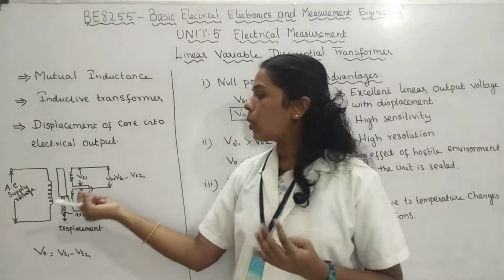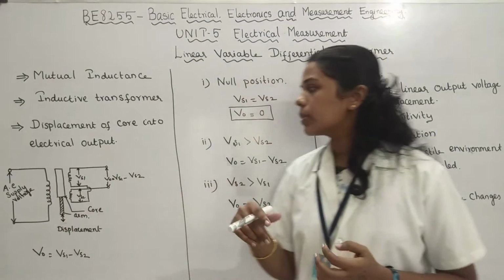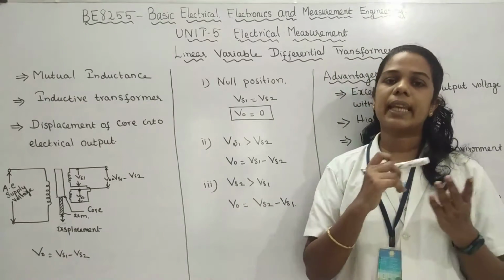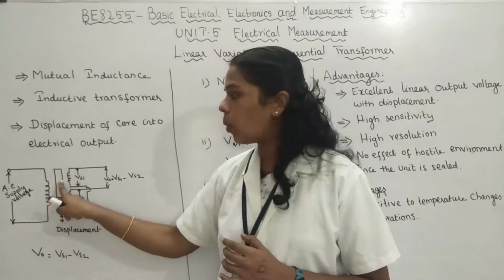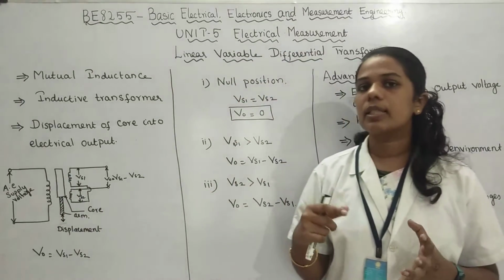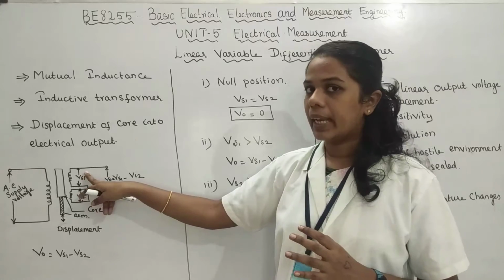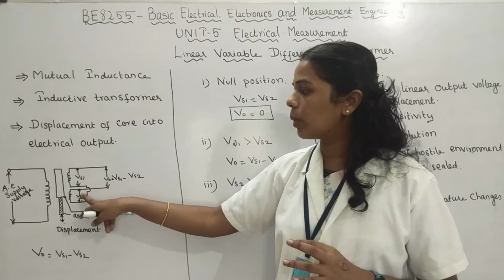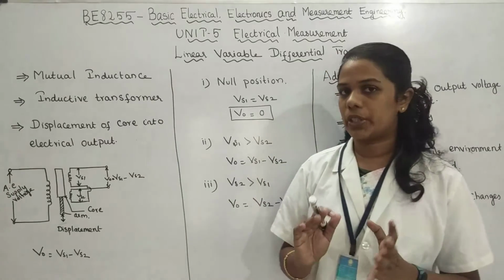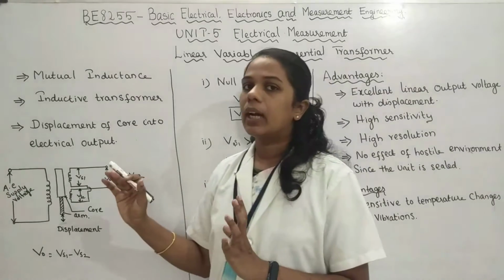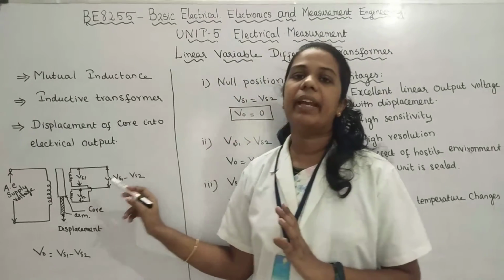Then the core is placed inside this cylindrical former. See, it has three cases. In the first case, this is the core part. This core is placed symmetrically between both secondary windings S1 and S2. That position is called the null position. That means the voltage developed in the two secondary windings is the same.